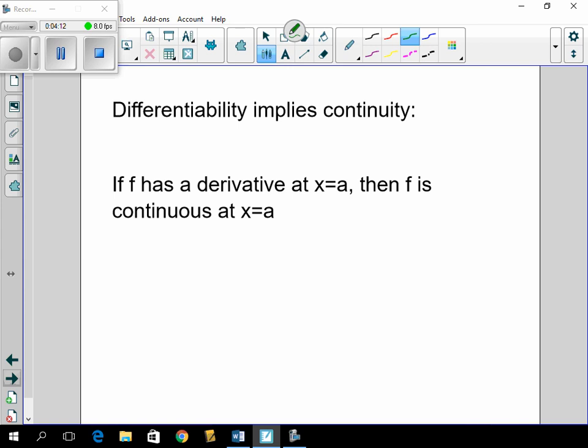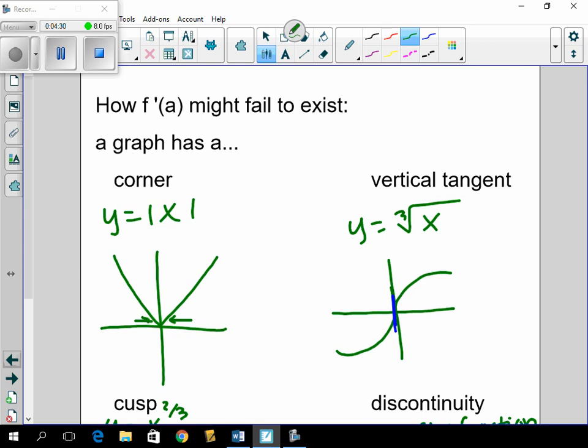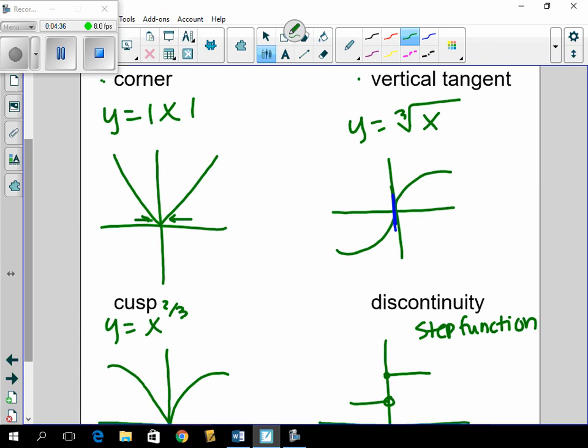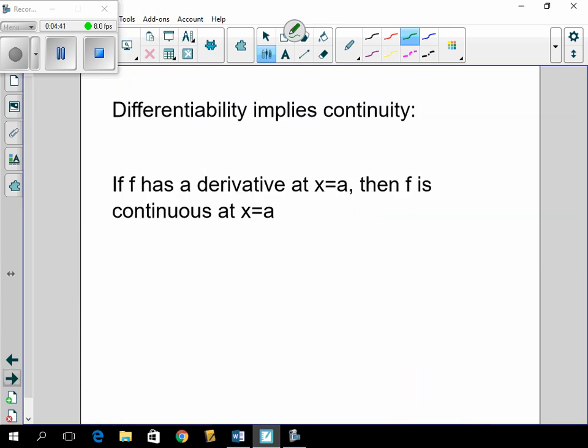The reason we're talking about this is because differentiability implies continuity. So if I can take the derivative at that point, that means it is continuous at that point. However, the converse is not true. So continuity doesn't always imply differentiability. And we can see that in our corner, in our vertical tangent, and our cusp examples. Those are all continuous functions, but they're not differentiable. And so we know that if we do have a differentiable function, that it has to be continuous at that specific point.